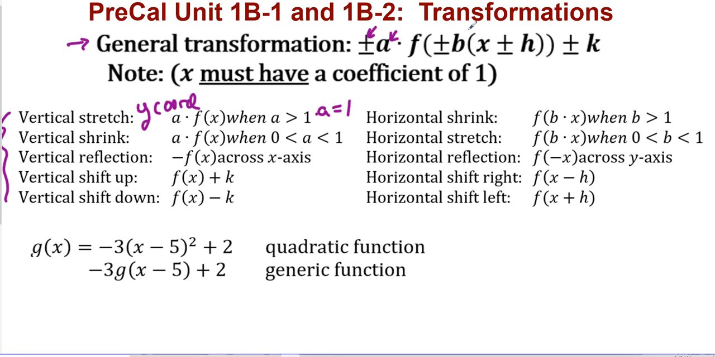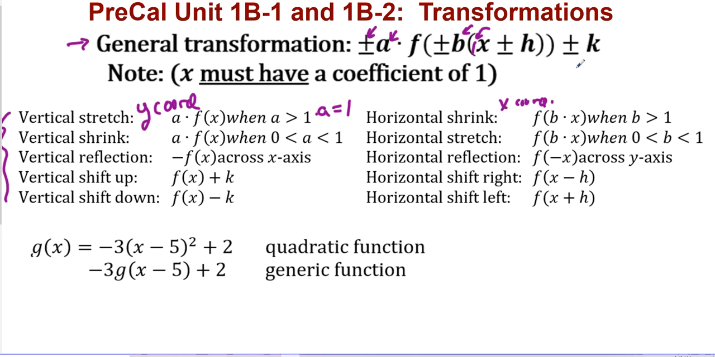Then let's go ahead and take a look at what's going on with b. But importantly, before we talk about b, we must recognize that there's going to be a leading coefficient of 1 in front of that x. So we're going to factor anything out such that we get a 1 right here. It's probably going to be the very first thing you're going to check in all these functions. And then this b is going to be more of a horizontal component. This is going to affect the x-coordinate by whatever factor.